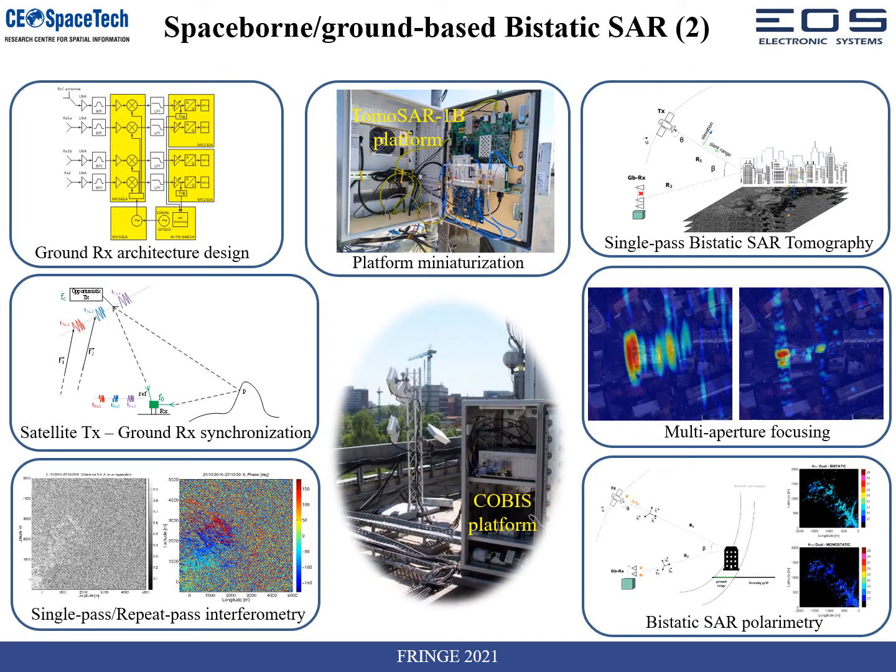The results obtained in the spaceborne transmitter stationary receiver bistatic SAR framework rely on two ESA-funded projects, COBIS and TOMOSAR-1B, and include various hardware and software developments. Aspects like ground receiver architecture design, transmitter-receiver synchronization, repeat-pass and single-pass bistatic SAR interferometry were performed within the COBIS project.